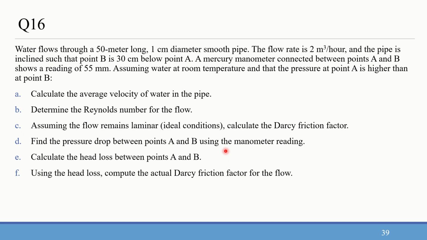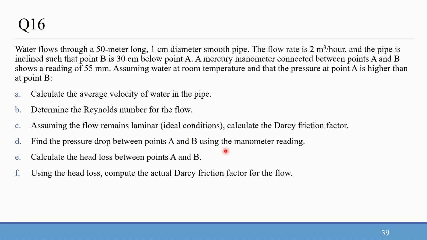So now what we have to find? First we have to find the average velocity, and using average velocity, we can get the Reynolds number. Reynolds number is equal to rho v d by mu. How can we get average velocity? Average velocity is equal to flow rate by cross-sectional area. And average velocity into rho into d by mu gives us the Reynolds number. And third, assuming laminar condition, ideal condition, we need to find the friction factor.